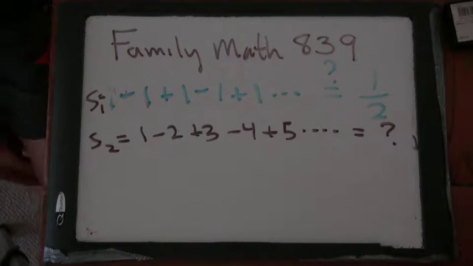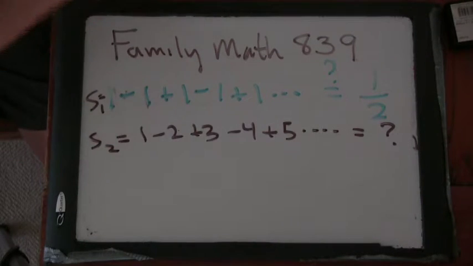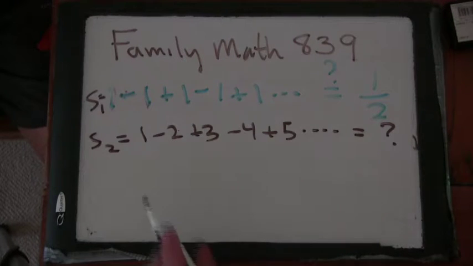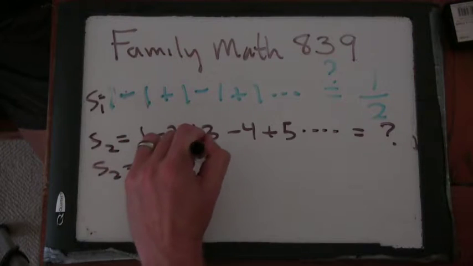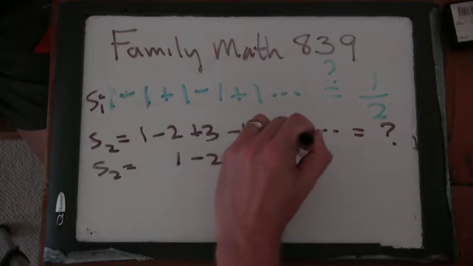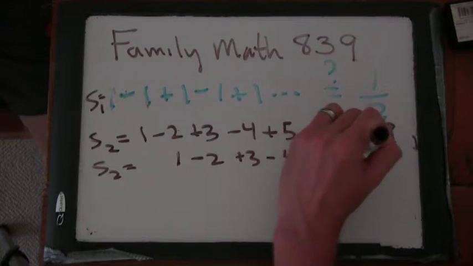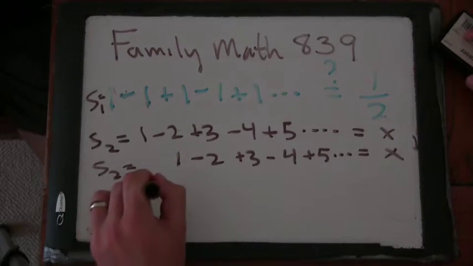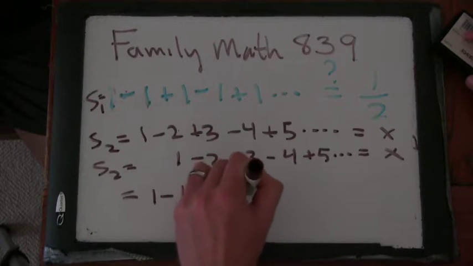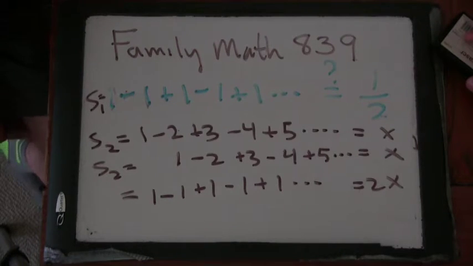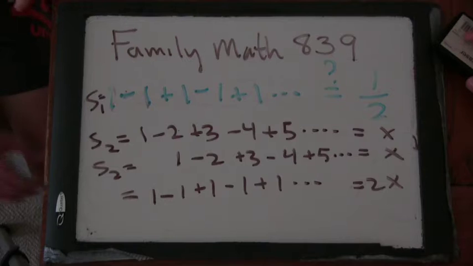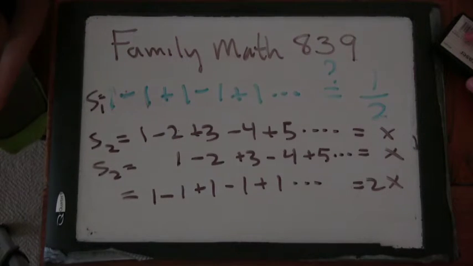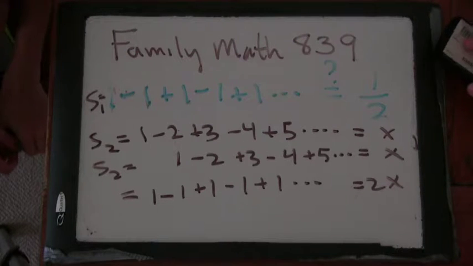So to figure that out, he added 2 copies of it together. He put another one, S2, starting at 1 over 1, so he wrote it like this: 1 minus 2 plus 3 minus 4 plus 5, dot, dot, dot. He said, if I let this be something I'll call x, then when he added it together, he got 1, minus 1, plus 1, minus 1, plus 1. This is 2x. But this is S1, and we know what S1 is. It's a half. So half equals 2x, so x must be a quarter.